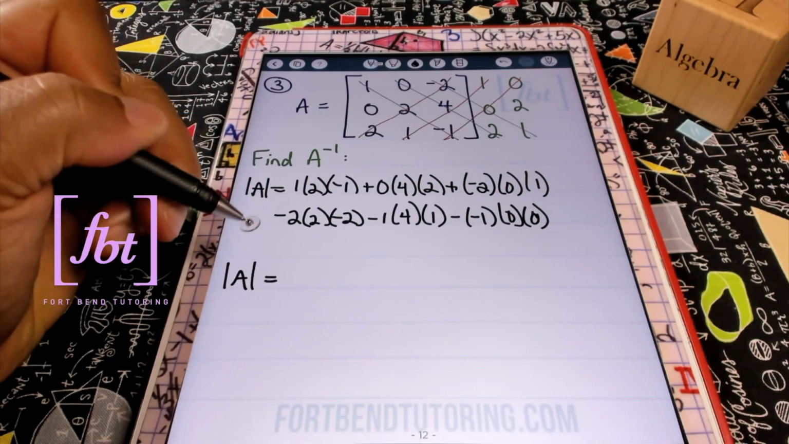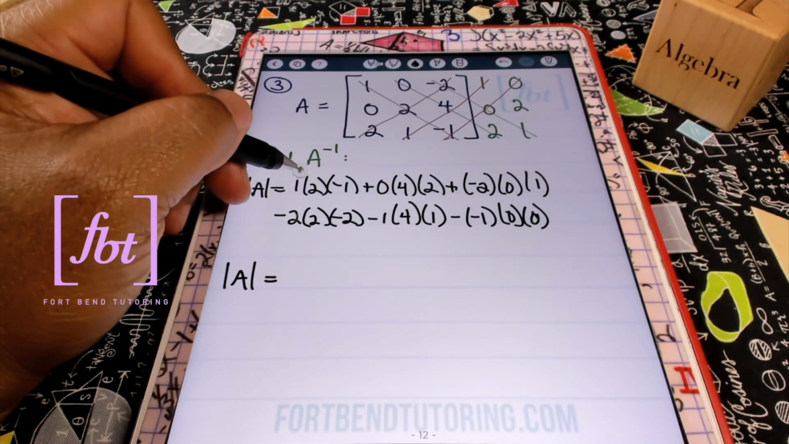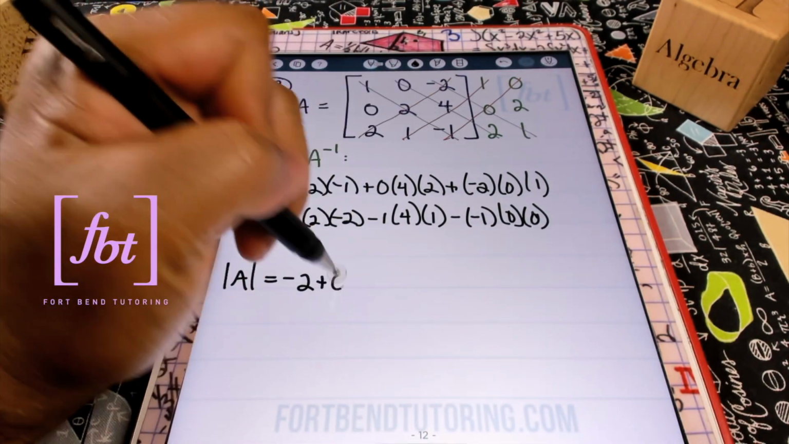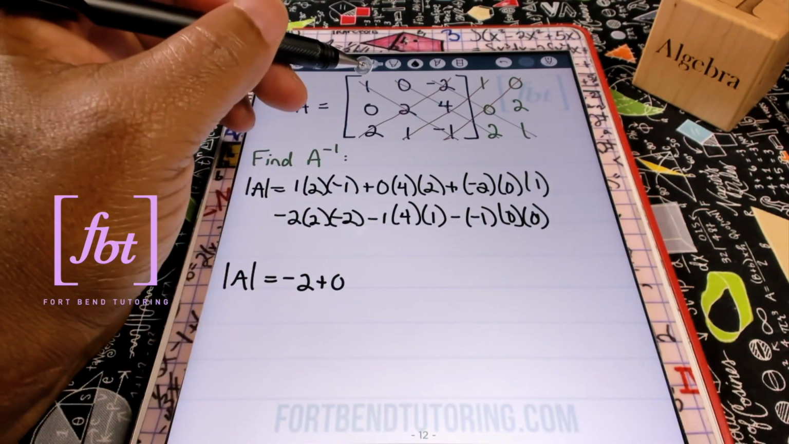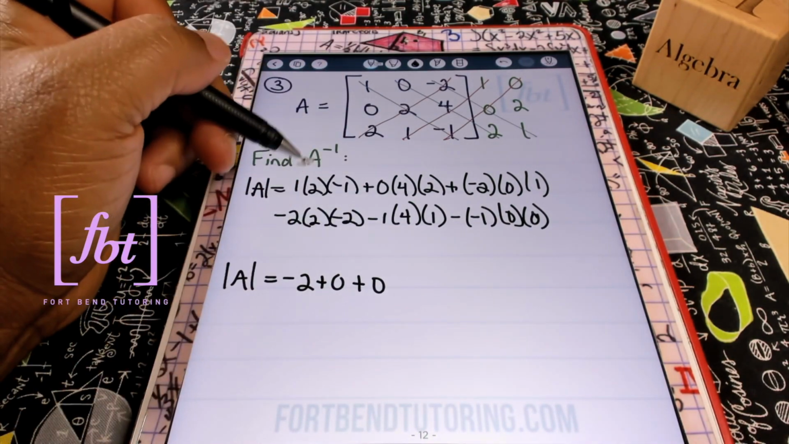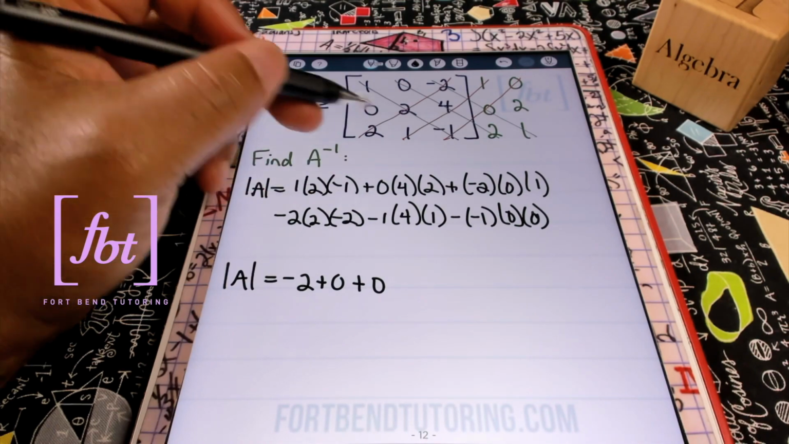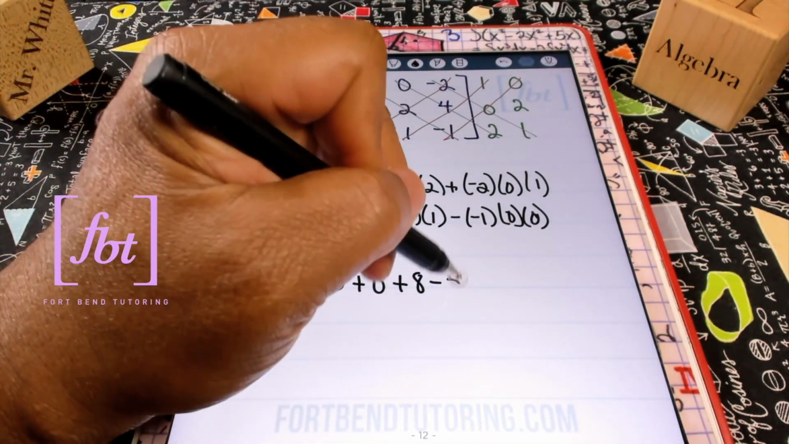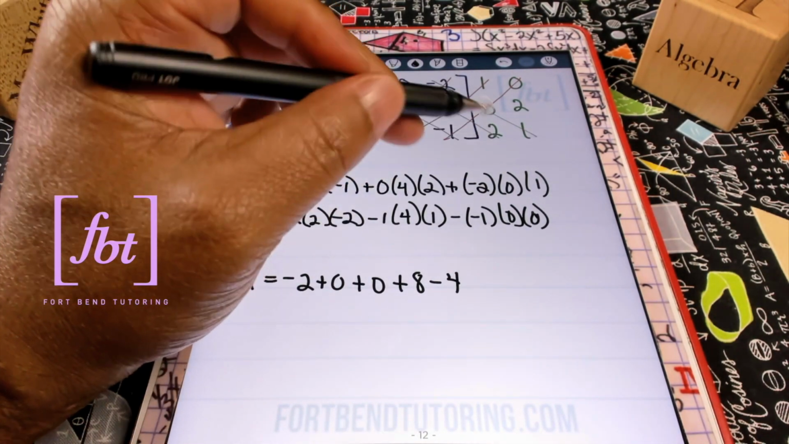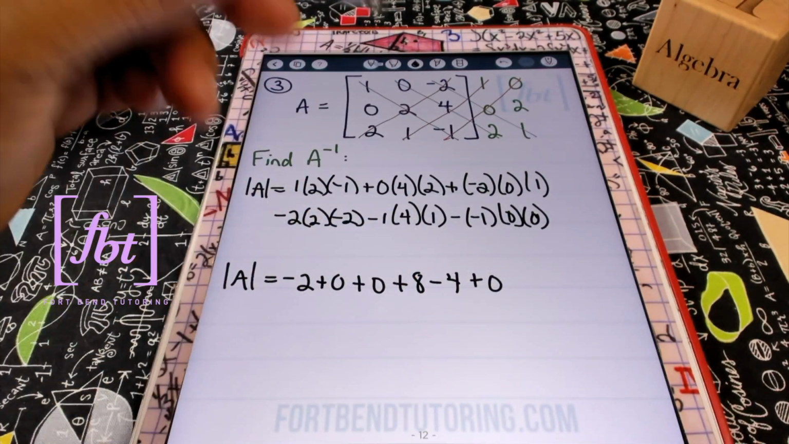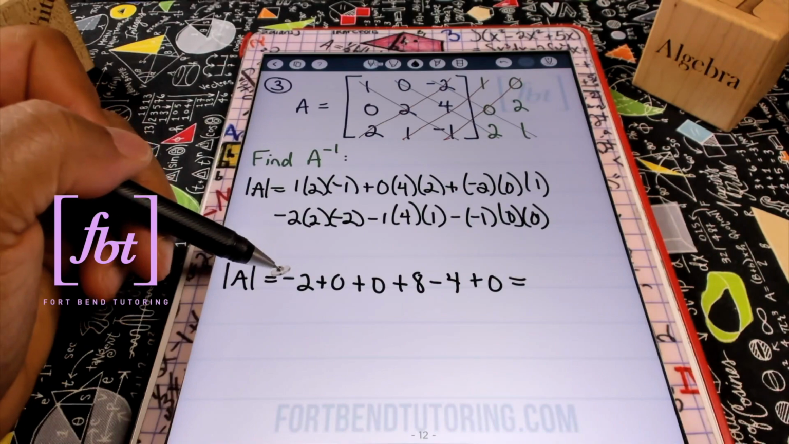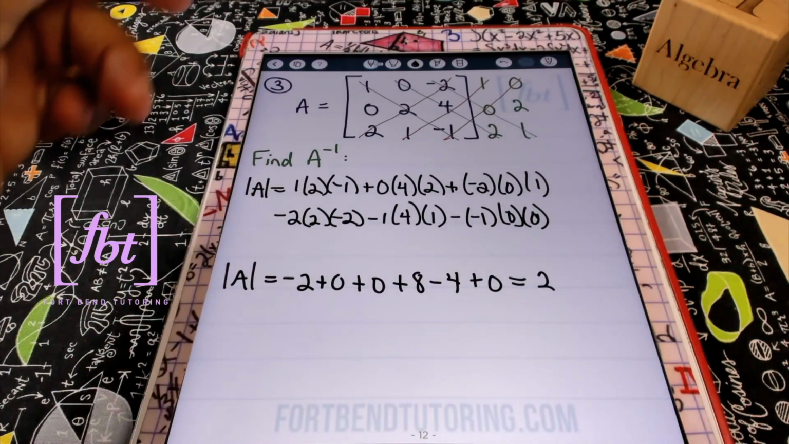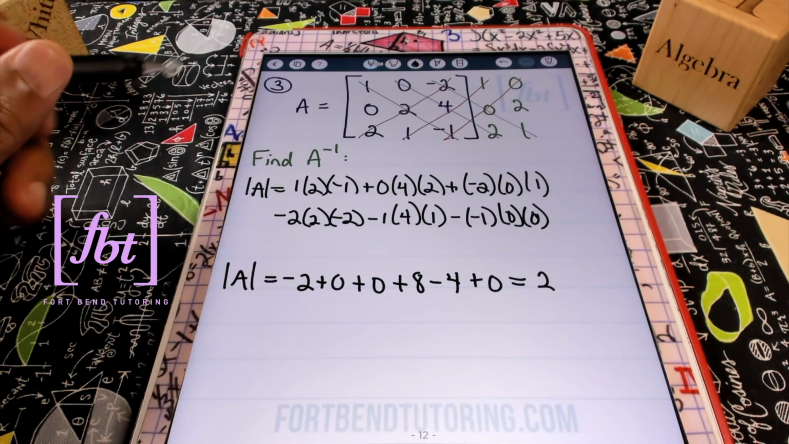Saying that the determinant of matrix A is equal to 1 times 2 times negative 1 gives me negative 2, plus 0 times 4 times 2 is 0. Then you'll have negative 2 times 0 times 1 gives us another 0. Then we have negative 2 times negative 2 gives us positive 8. Then you'll have negative 1 times 4 times 1, that's negative 4. And then the opposite of negative 1 times 0, well, that's just 0. This simplifies to give us negative 2 plus 8, which is 6, and 6 minus 4 is 2. So that is the determinant of matrix A.